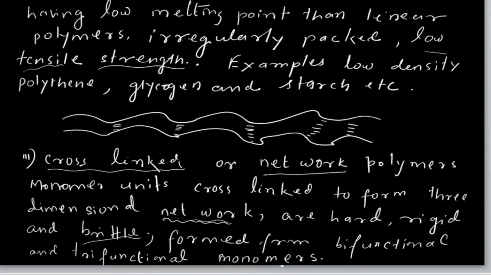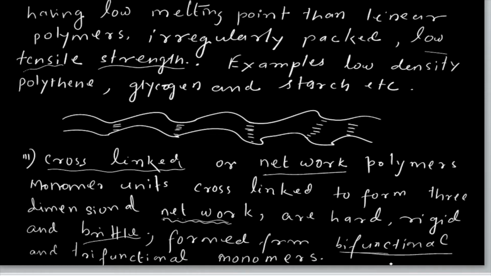What is meant by bifunctional and trifunctional monomers? That means monomers having two functional groups or three functional groups, just like acid group, amide group. If they are present, they are called bifunctional or trifunctional monomers. If they join, they give a three-dimensional structure.